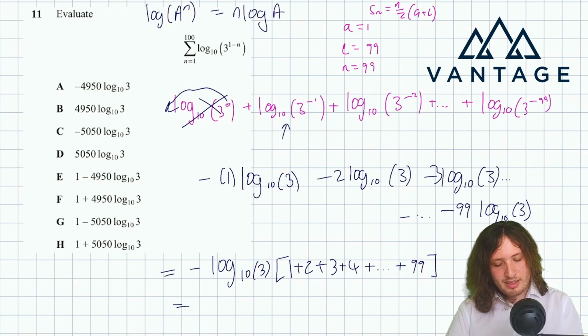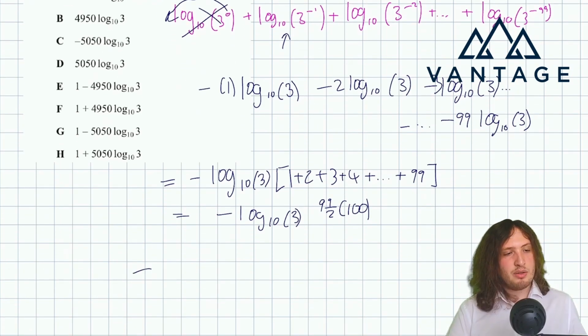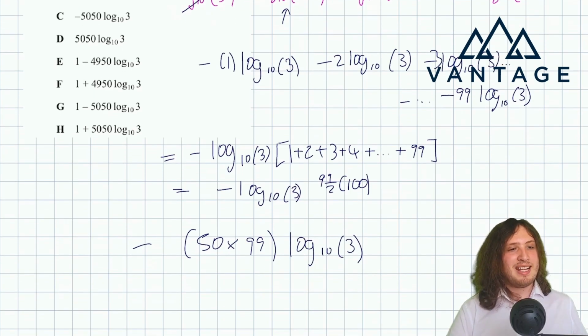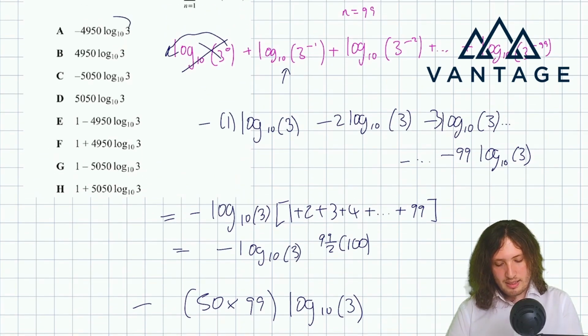What we see is that the sum from 1 to 99 is going to be 99 over 2 times 100. So that gives me minus 100 over 2 is 50. So minus 50 times 99 of log base 2 of 3. So 50 times 99 is obviously 1 less than 50 times 100. So that's going to be minus 4950 log base 2 of 3. So the correct answer is A.